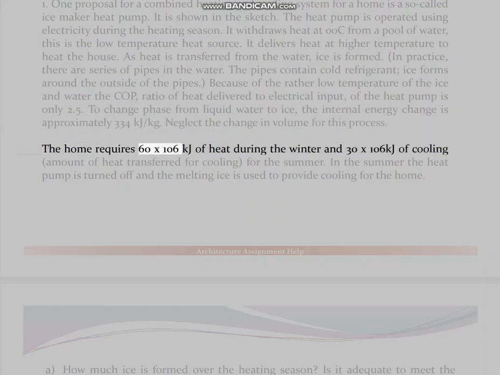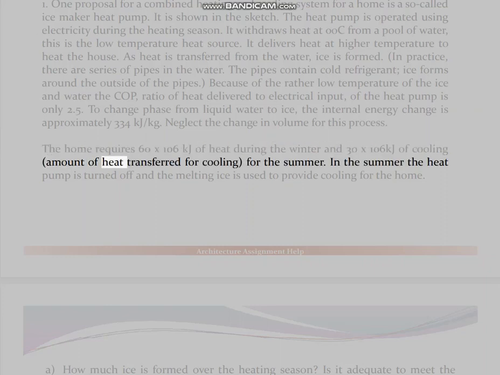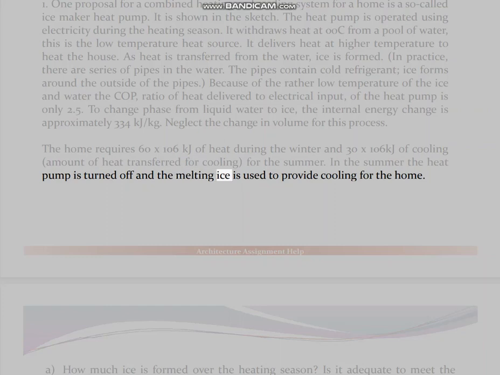The home requires 60 x 10^6 kJ of heat during the winter and 30 x 10^6 kJ of cooling, the amount of heat transferred for cooling, for the summer. In the summer, the heat pump is turned off and the melting ice is used to provide cooling for the home.